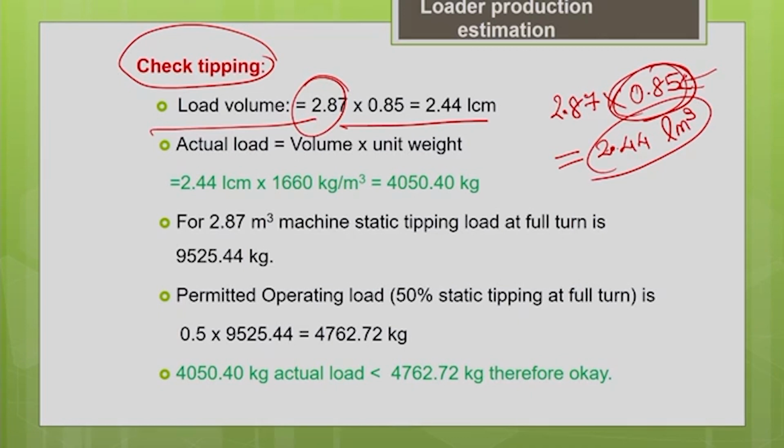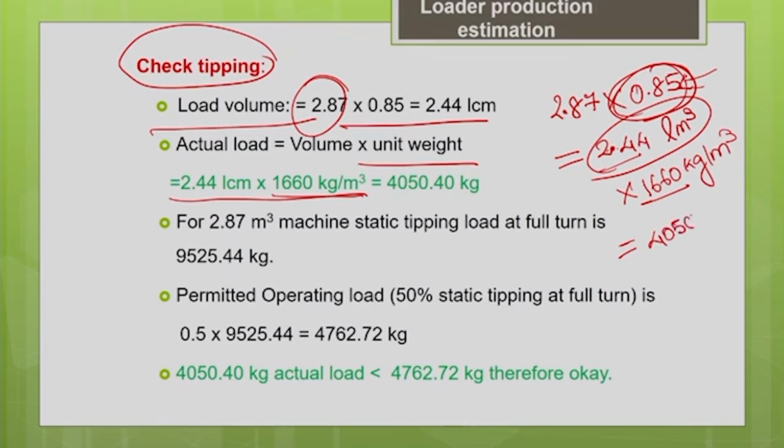Now, let me find the weight of the material in the bucket. For that, I should use the unit weight of the material as given in the question, 1660 kg per meter cube. Multiply this by the volume, 2.44, and you will get the weight of the material in the bucket in kg. 2.44 multiplied by 1660 gives you 4050.4 kg. So, this is the weight of the material in the bucket.